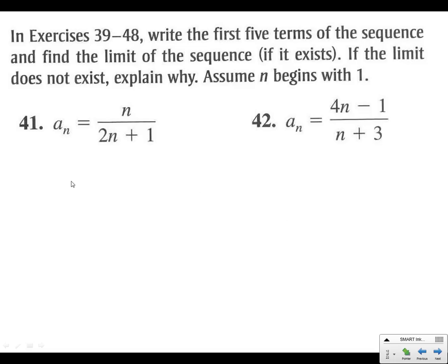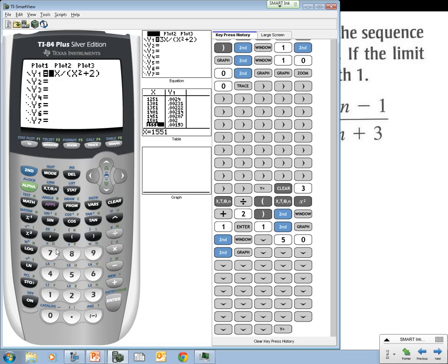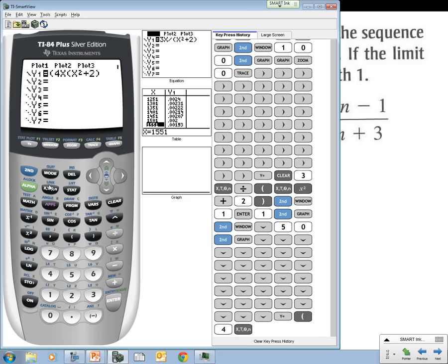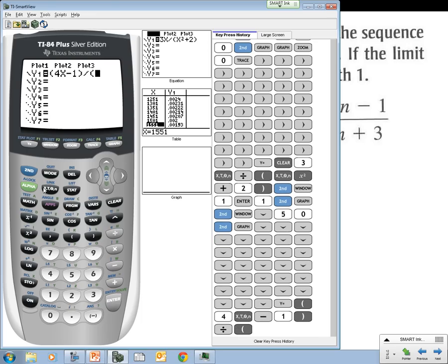Alright, last problem, 42, and you should be able to tell me right away what the answer here is. The answer is 4. Let's go check out our table just to make sure that we agree with that. 4n minus 1 divided by n plus 3.